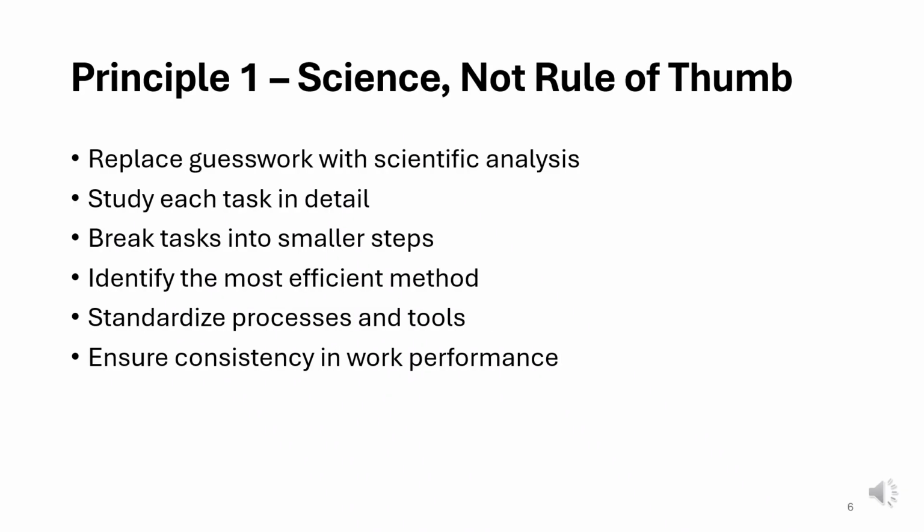This principle focuses on replacing guesswork with scientific analysis. Instead of relying on experience, each task is studied in detail. Tasks are broken down into smaller steps to understand where time and effort are wasted. The most efficient method is then identified and standardized. For example, in a warehouse, arranging frequently used items closer can reduce time and effort. This ensures consistency and improves overall efficiency.